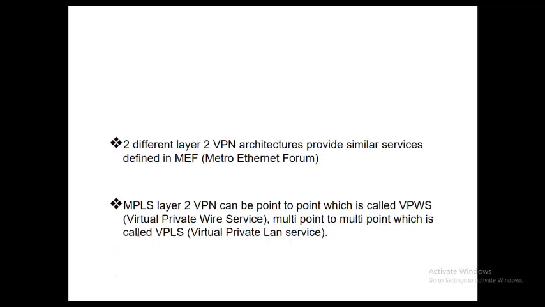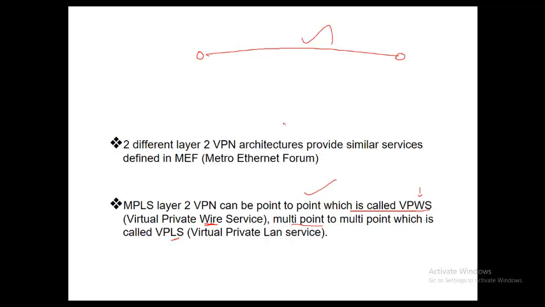MPLS layer 2 VPN can be point to point, and can also be multipoint. Point to point is also called VPWS. WS stands for wire service. Wire means what? How many points will you have? Only 2 points, right? Point to point. Only one wire. Another one is VPLS.